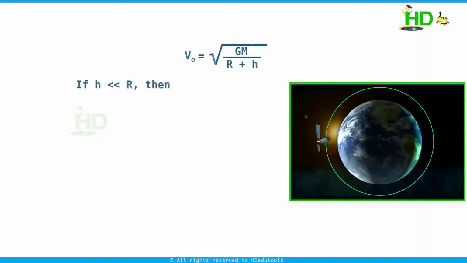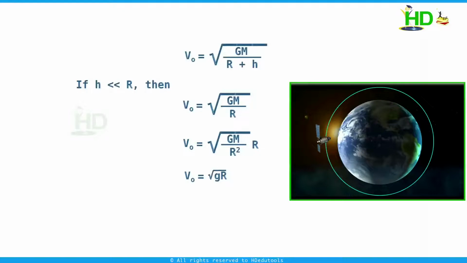If h is very small compared to capital R, that is, if the height is very small compared to the radius of the planet, then this can be written as v0 equal to root of GM by R. Already we know that the acceleration due to gravity on a planet, small g, equal to GM by R squared. Therefore, v0 equal to root of g into R. This is the orbital velocity.